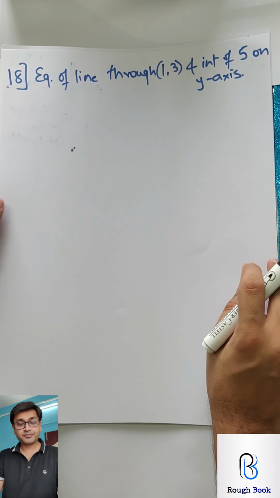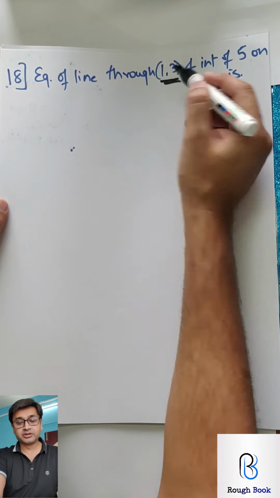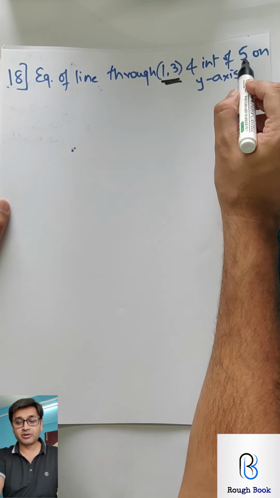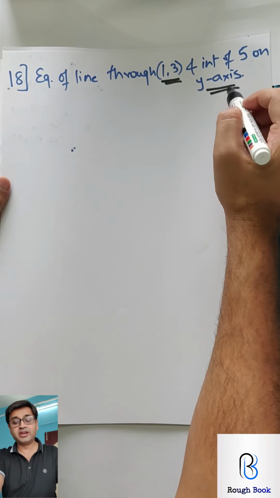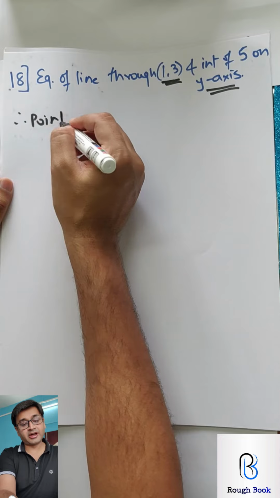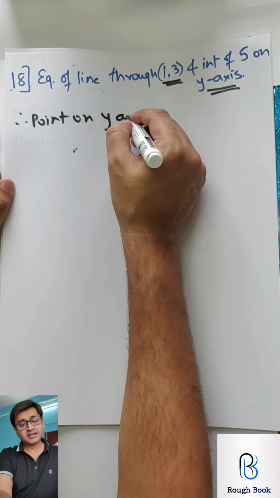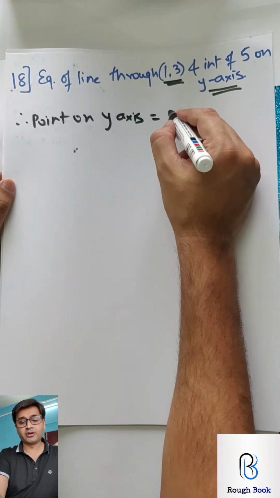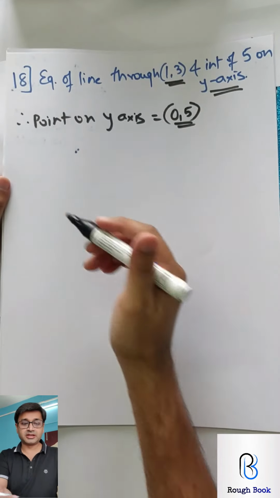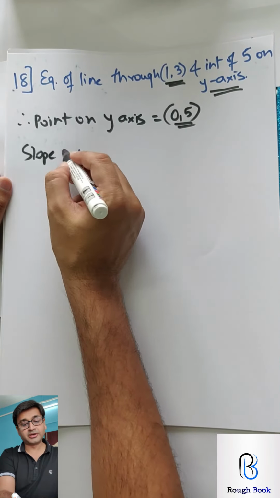18th. Find the equation of the line through this point and the intercept of 5 on the y-axis. So if the intercept is 5 on the y-axis, what is the point on the y-axis? It's the same thing we did just now. The point on the y-axis will be 0, 5. Now that you know 2 points, find the slope, get the equation. So I am now going back to the previous method.